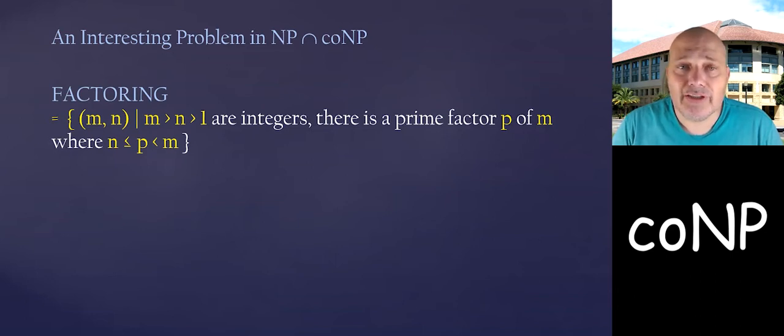What is factoring? You can present it in different ways, but as a decision problem, you can look at m comma n, where n is smaller than m and larger than 1. There are integers such that there is a prime factor p of m, with p being at least n and smaller than m. So this just means that m is a composite that you can factor.